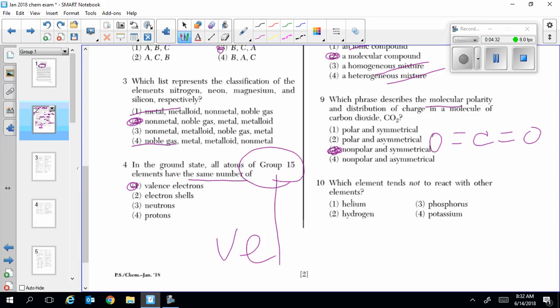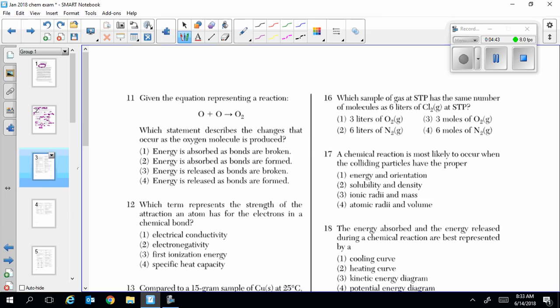Which element tends not to react with other elements? The elements that don't react are the ones that have the full octet, the ones that are noble gases. So helium is a noble gas.